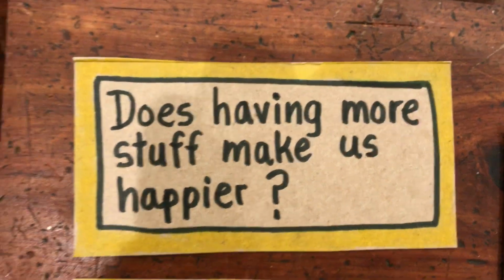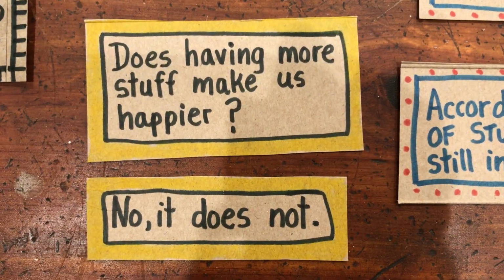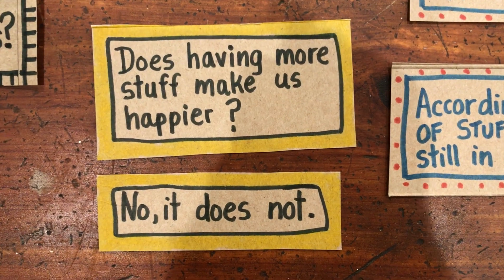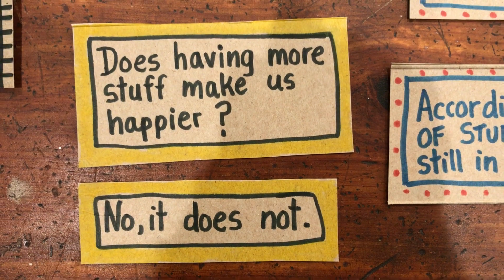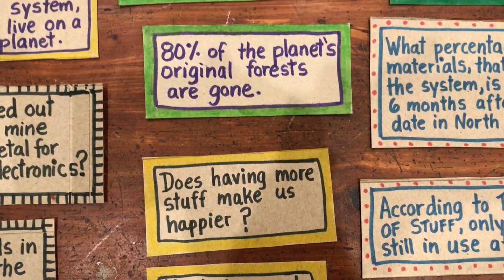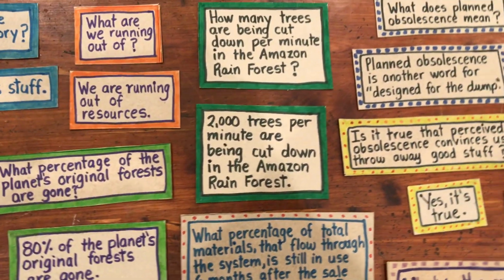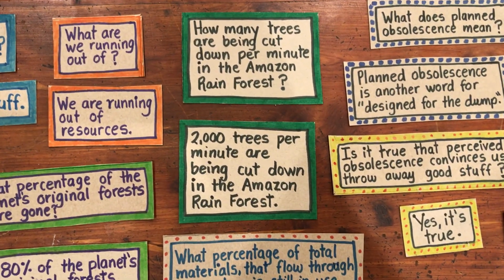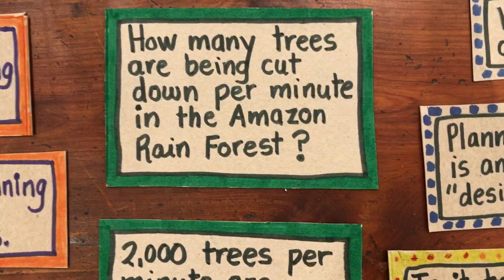Does having more stuff make us happier? Well, according to research, no, it does not. But you might think to yourself, well, when I have more stuff, it makes me happy. But actually, what they say is that as long as you have food in your tummy, a roof over your head, and clothes on your back, that's what you need to be happy. All the basic things, but when you have more and more and more stuff, it doesn't actually make you happier.